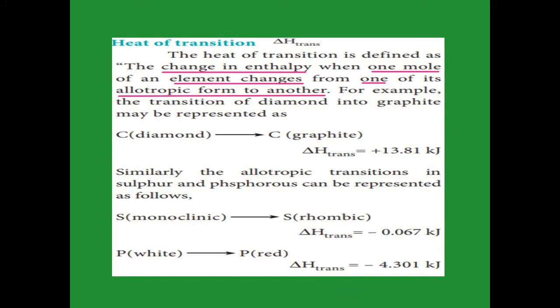The same way, another example: sulfur in monoclinic form is changed into sulfur in rhombic form. Some amount of heat is evolved, negative 0.067 kilojoule, that is the enthalpy change, delta H transition. And P means phosphorus. White phosphorus changes into red phosphorus. Both are phosphorus, but the allotropic form changes from one to another. In that one, some amount of heat is evolved, minus 4.31001 kilojoule, that is called the heat of transition.